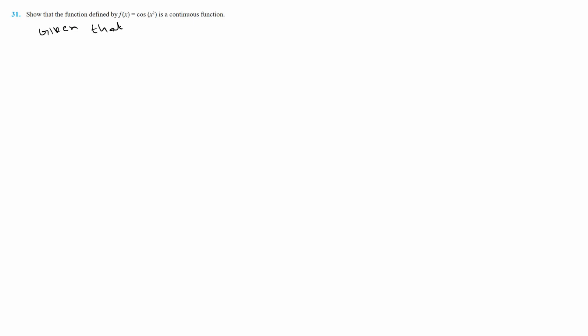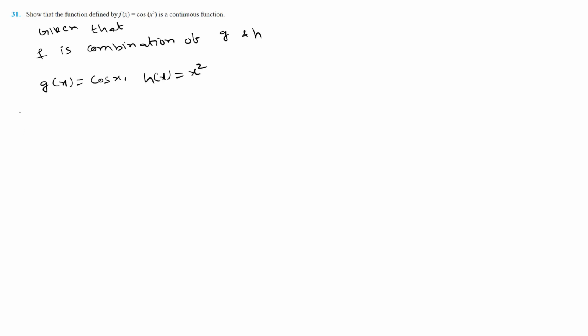given that f is a combination of g and h here. So here g of x is nothing but cos x and h of x is nothing but x square here. So now we have to prove that both g and h are continuous functions. We have to prove here.